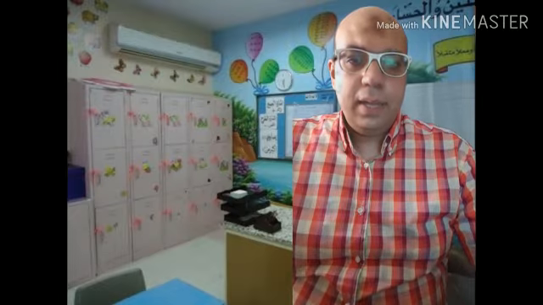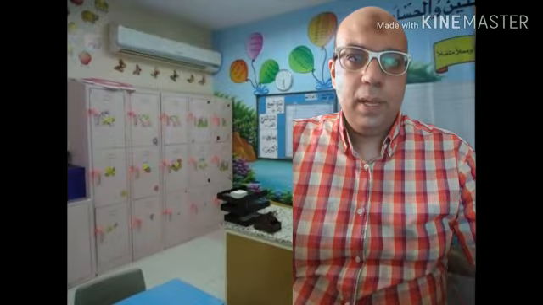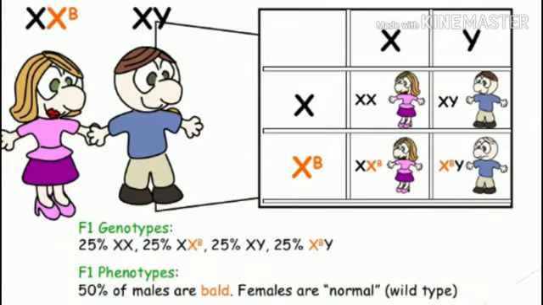Let's see how baldness is inherited. When you see here the Punnett square, you will find the F1 generation, its phenotype is 50% of males are bald, while the females are normal.